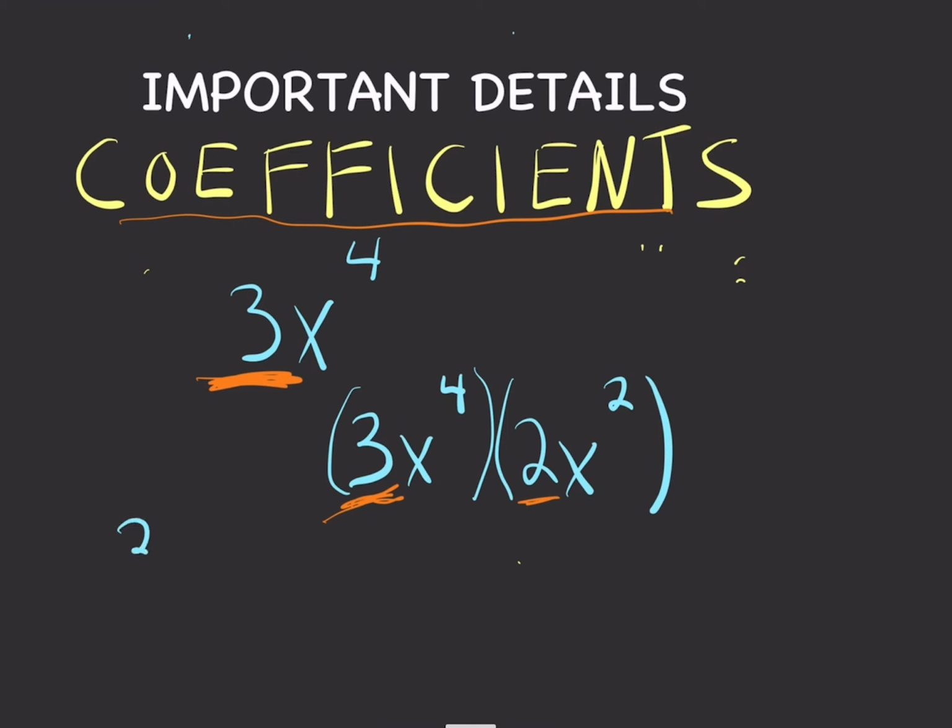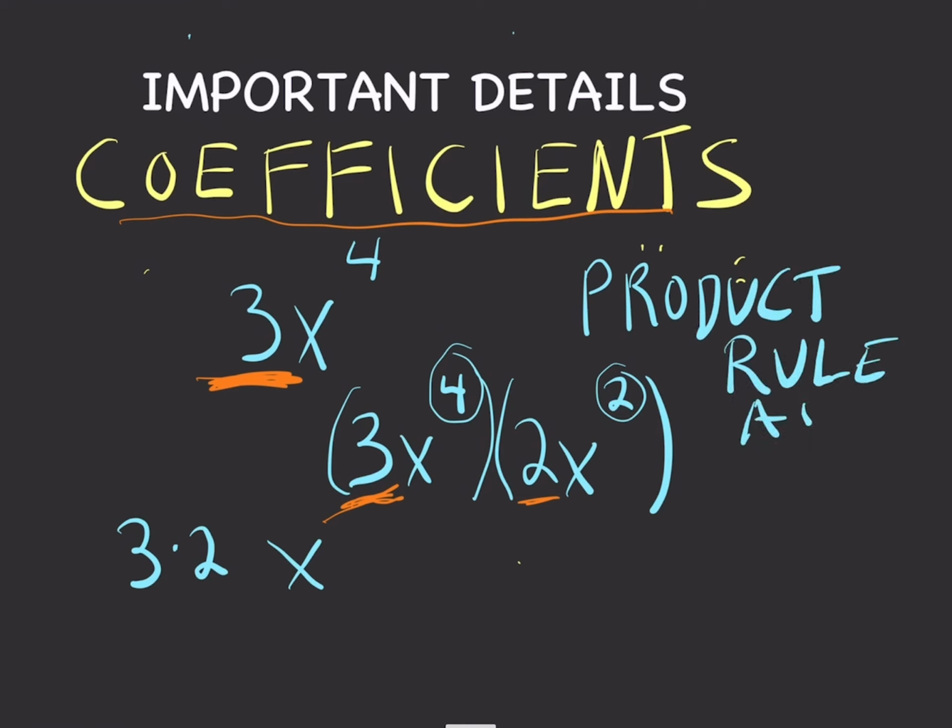So I'll get 3 times 2, and then I'll compute that later as 6. Now I have the variable, and I, of course, add the exponents because it's a product rule. So I'm adding the 4 and the 2. So I'll have the 4 plus 2. I'm going to add them, and I'll get 6 to the 6th power. Okay, so 6x to the 6th power would be what I would get there.